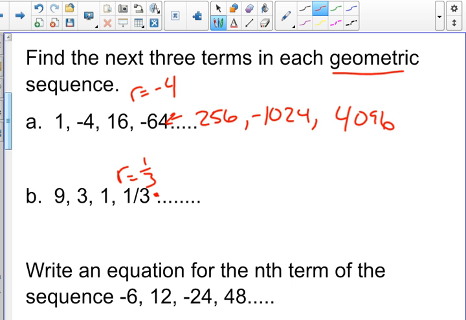So now you're going to take 1/3 times 1/3, and that gives you 1/9. The next one is 1/9. Multiply that by 1/3, and you get 1/27. Multiply that by 1/3, and you get 1 over whatever 27 times 3 is, or 81, and keep on going. Okay? So remember, when you multiply the fractions, you multiply the bottom times the bottom, and the top times the top.